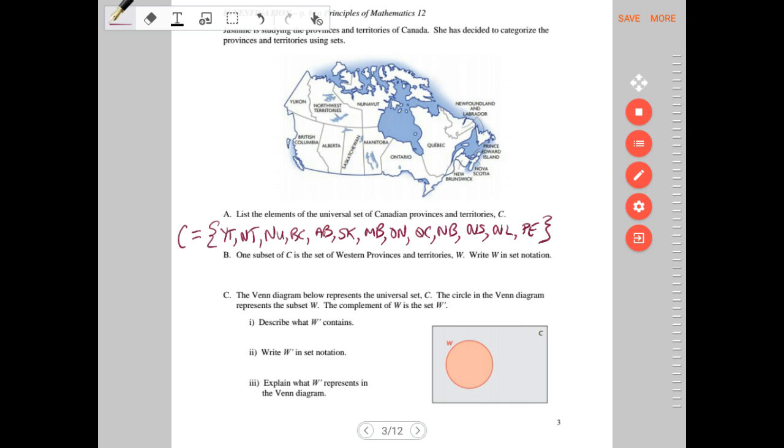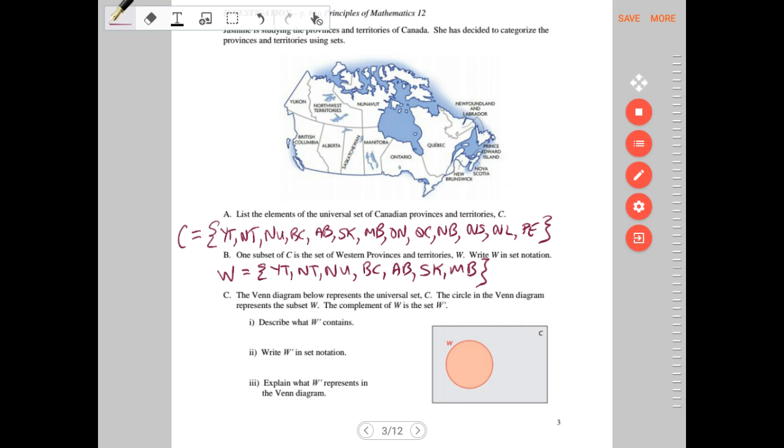One subset of C is the set of Western provinces and territories. We're going to call that W. Write W in set notation. So again, we'll start with W equals, curly bracket. The Western provinces and territories include Yukon Territory, Northwest Territory, Nunavut, BC, Alberta, Saskatchewan, and Manitoba.